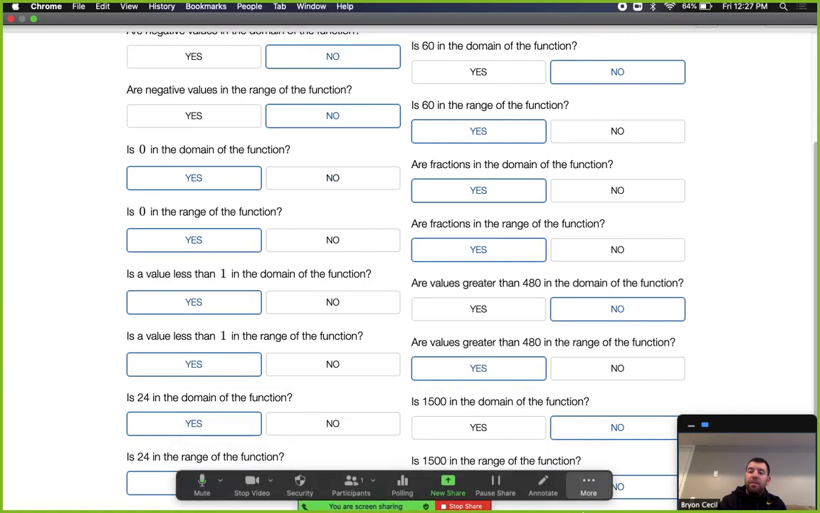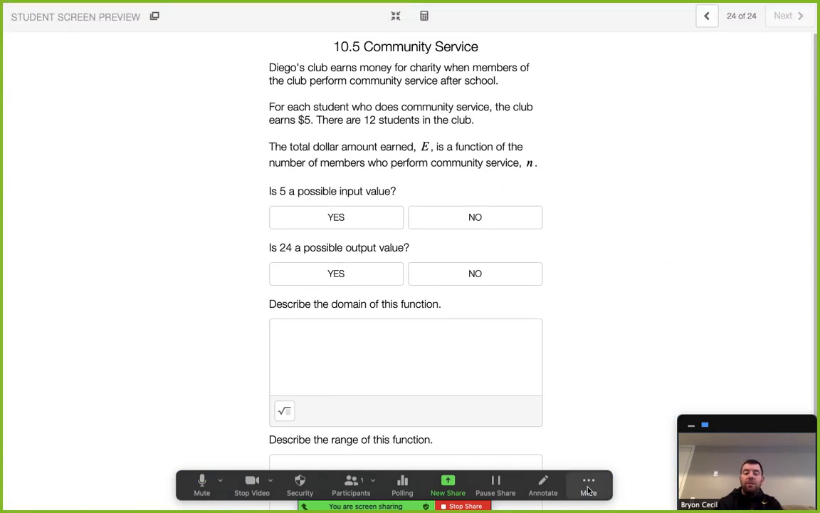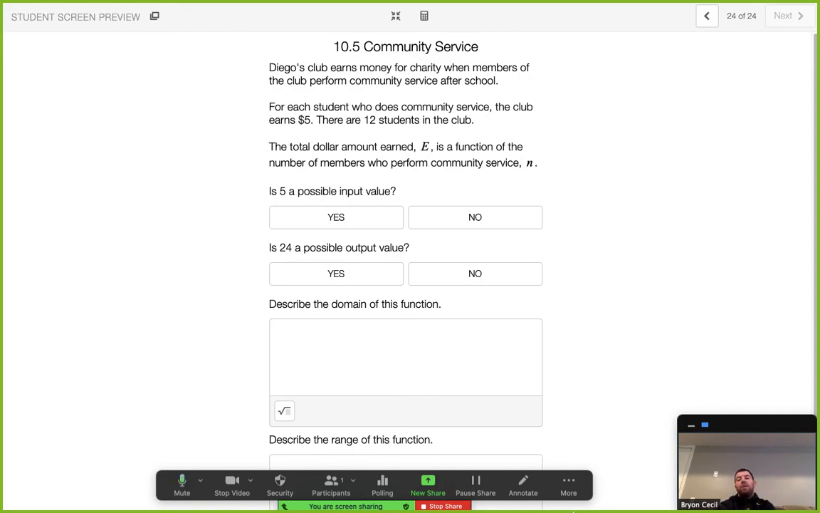Let's go ahead and get this back down here. Let's go on to our last problem, community service. All right. Diego's club earns money for charity when members of the club perform community service after school. For each student who does community service, the club earns $5. There are 12 students in the club. A total dollar amount earned E is a function of the number of members. So again, guys, the amount of members that go in, the output is how much money they make.